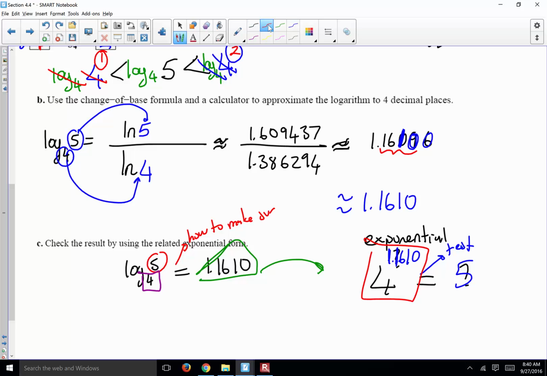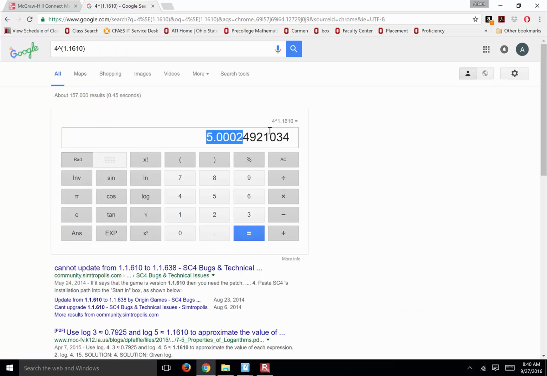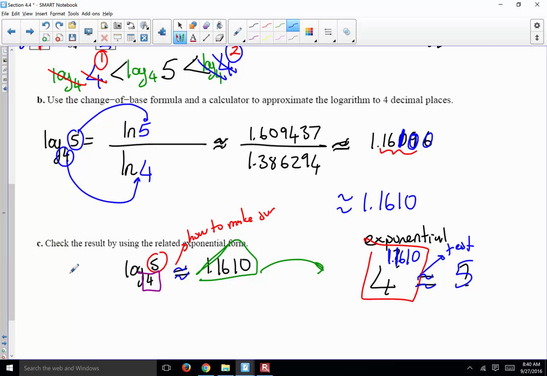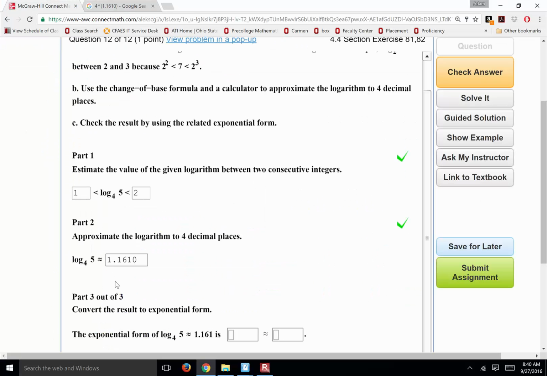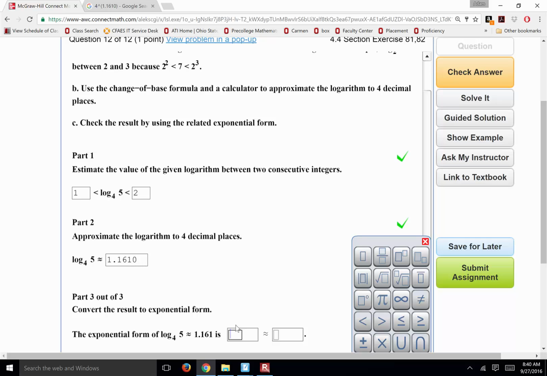Again, this is not exact, it's an approximation. So we roughly want to hit 5. Have we hit roughly 5? Yes. So our answer is correct. I wonder how we check this. Oh, you just turn this into exponential. 4 raised to the power. Yes, we really check 1.1610 and it made almost 5.